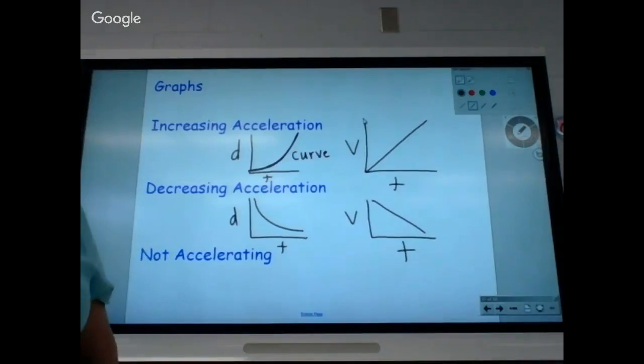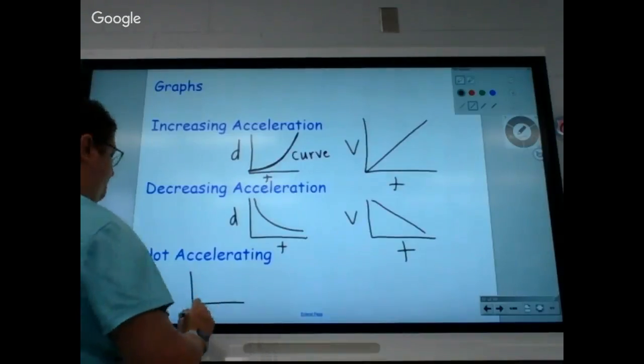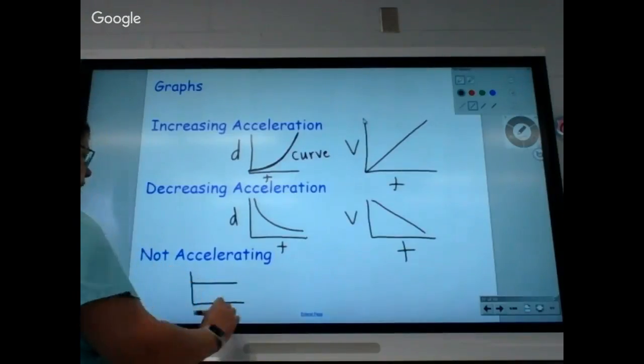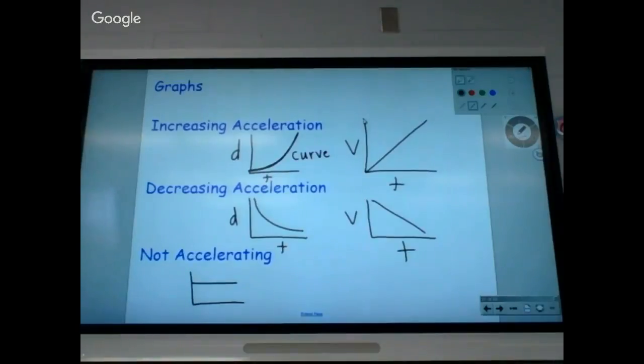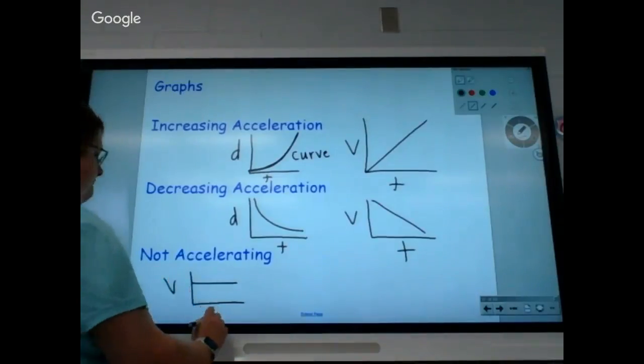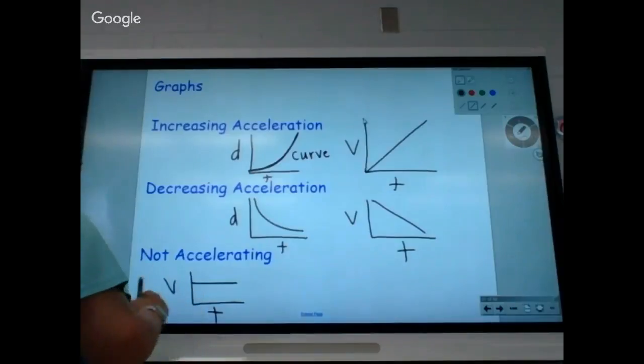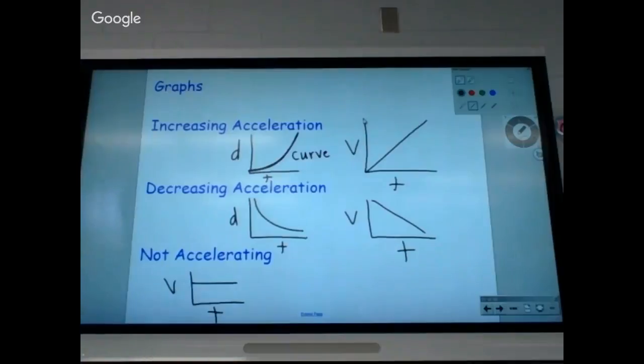Now, when I said not accelerating, what do you suppose I mean by that? What kind of graphs could we draw? If I draw a horizontal line, what do I mean? Got to label the axes. V and T. V would be velocity. But if I put V and T on it, what's your horizontal line mean? Because you got to know what these mean. You're going to see them on the test.